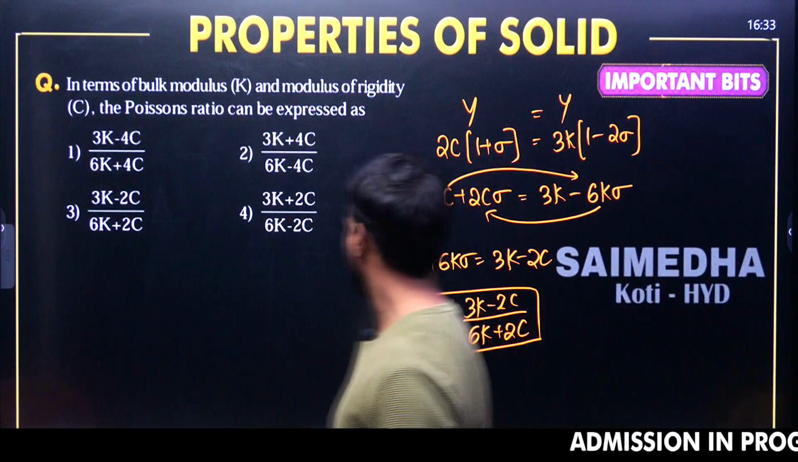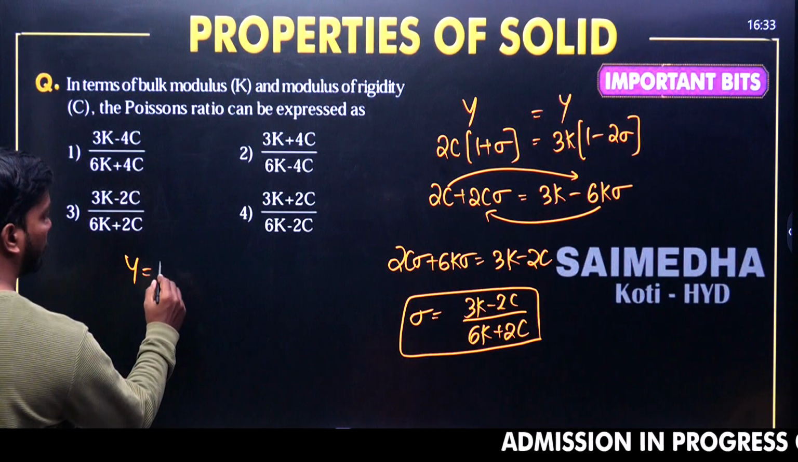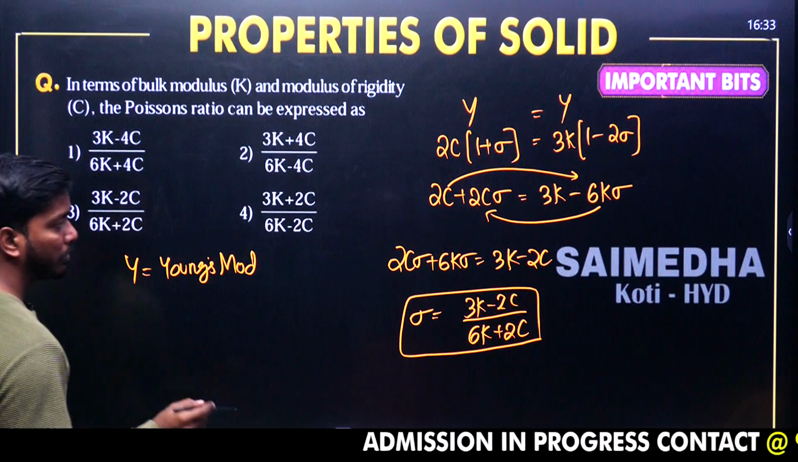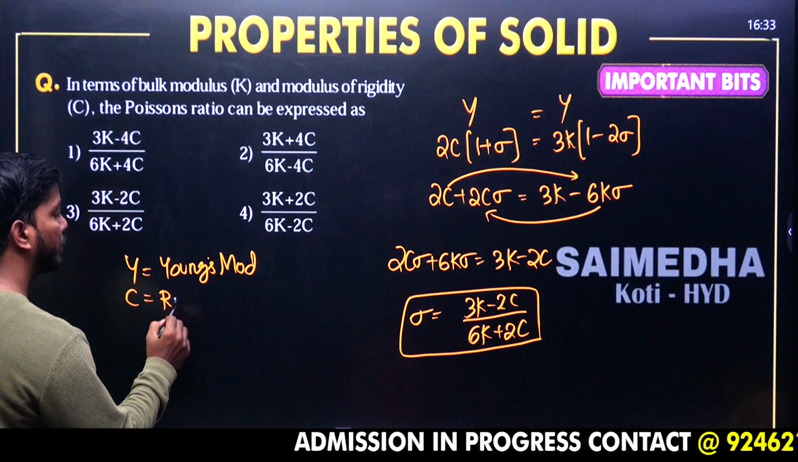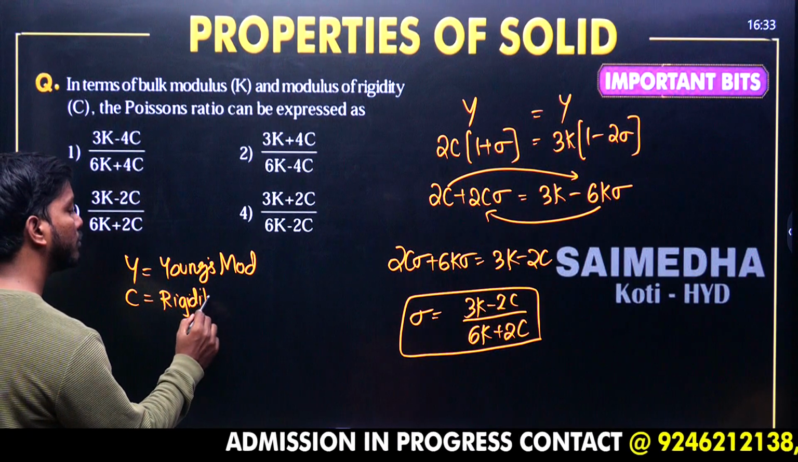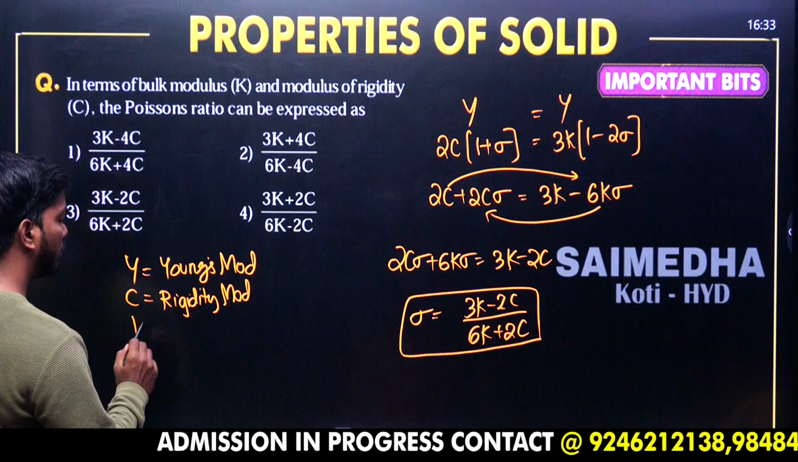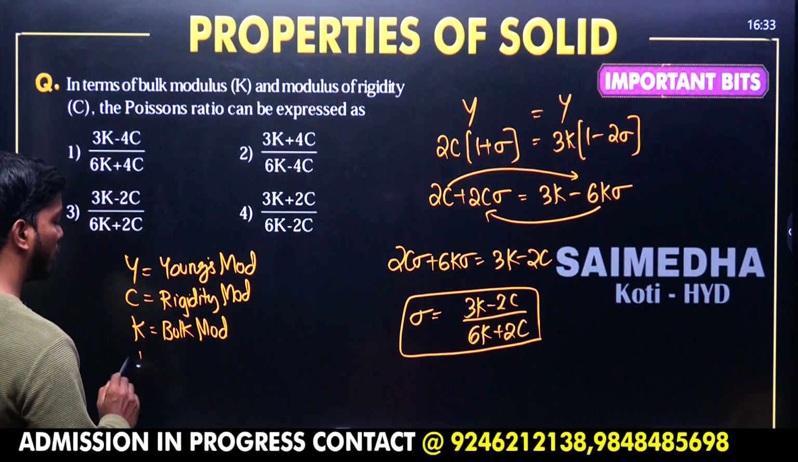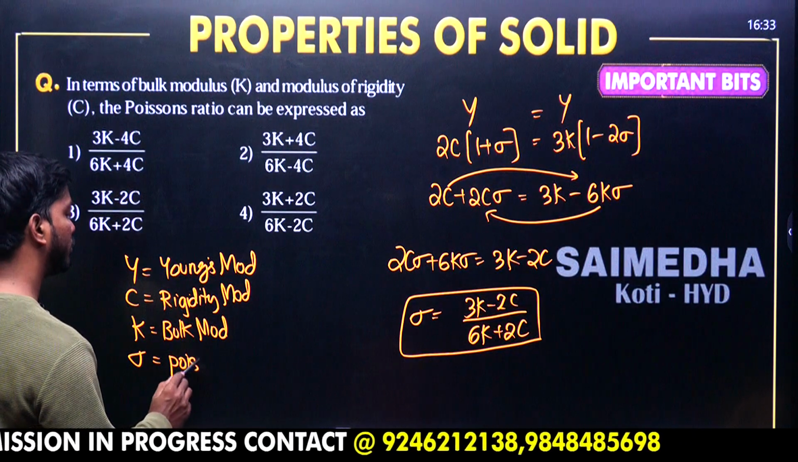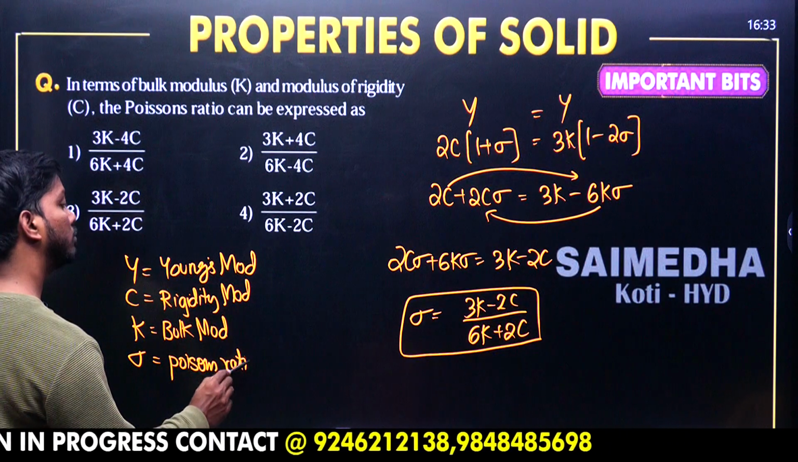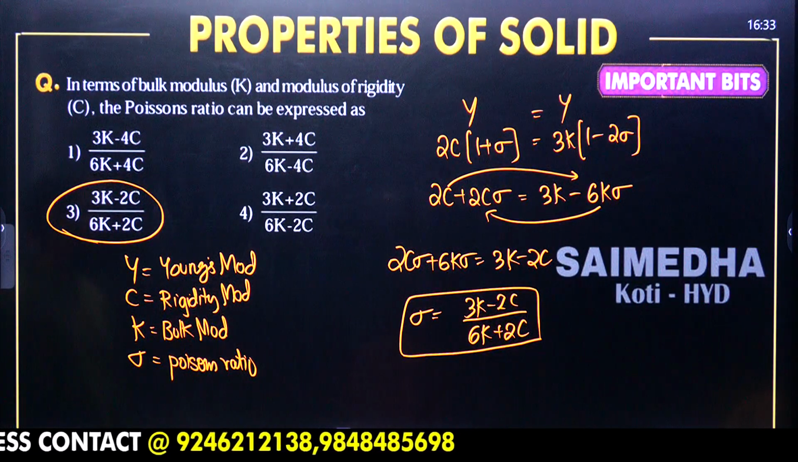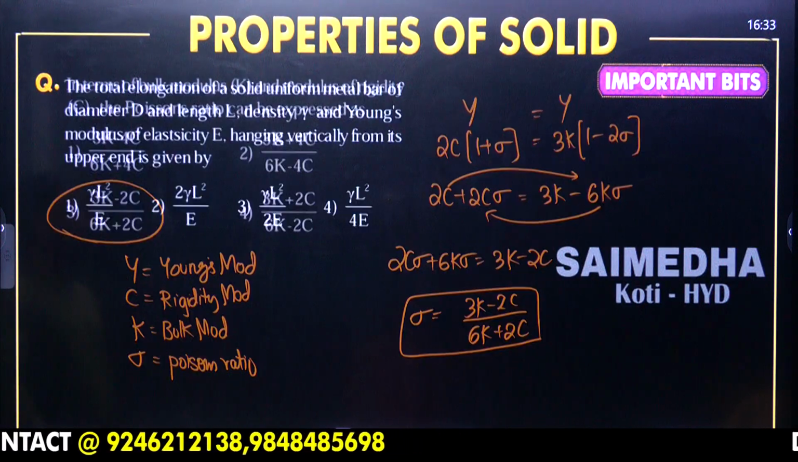This is the answer, where Y is the Young's modulus, C is the rigidity modulus, K is the bulk modulus, sigma is the Poisson's ratio. So what is the answer? 3k minus 2c by 6k plus 2c. This is your final answer. Moving on to the next question.